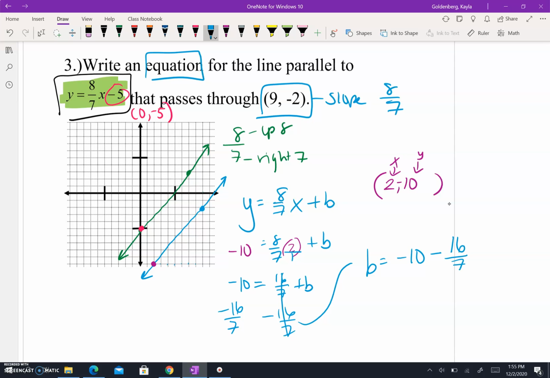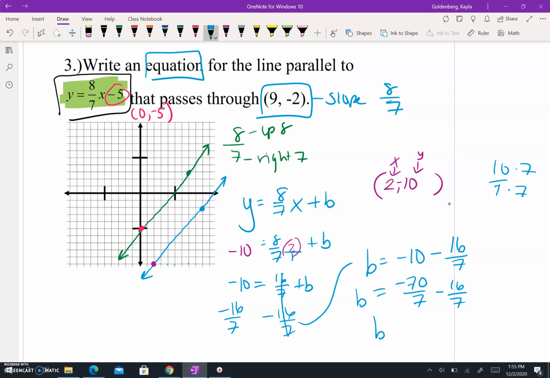And remember how we said it wasn't really going to be a pretty clean number? I might want to rewrite the negative 10 as something in sevenths, right? So that'd be negative 70 sevenths, right? Because if you think about 10 over 1, if you want the bottom to be 7, you're doing times 7 on the top and times 7 on the bottom. And 70 divided by 7 is 10. That's another way to think about it.